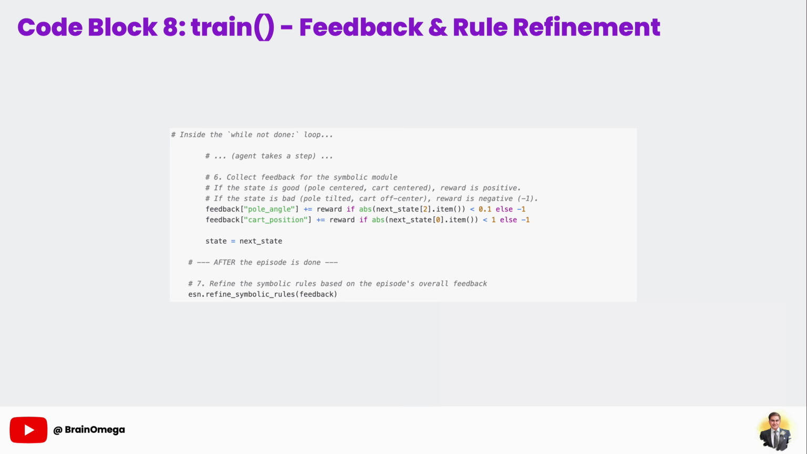Then, crucially, after the entire episode is finished, we call esn.refine_symbolic_rules and pass in this accumulated feedback dictionary. This is where our symbolic module gets a chance to learn and adapt its own rules based on the overall performance during that episode, making our entire system more adaptive.